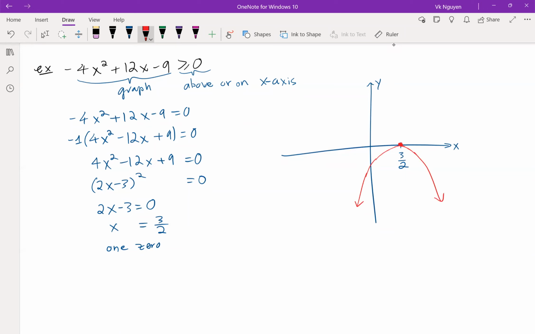The zero divides the x-axis into 2 intervals. But then we don't care about that. We just care about the points on the x-axis that are above or on the x-axis. And the only point that's above or on the x-axis is 3 over 2. So the answer here is x equals 3 over 2. That's the only answer.